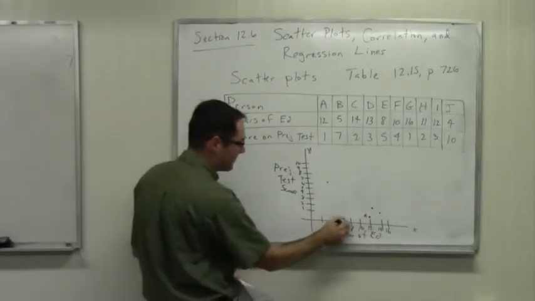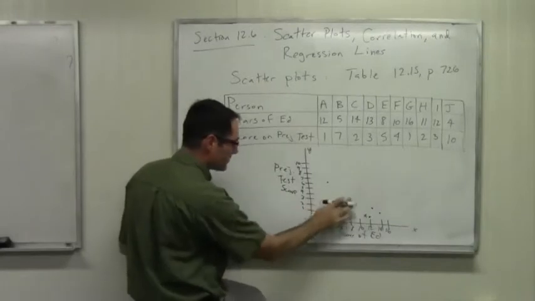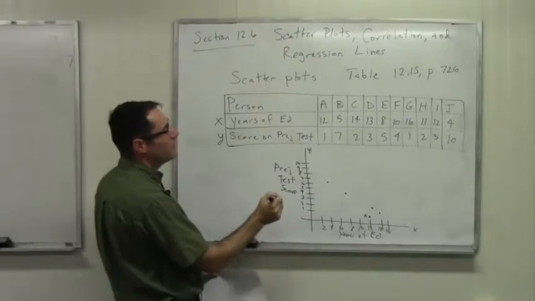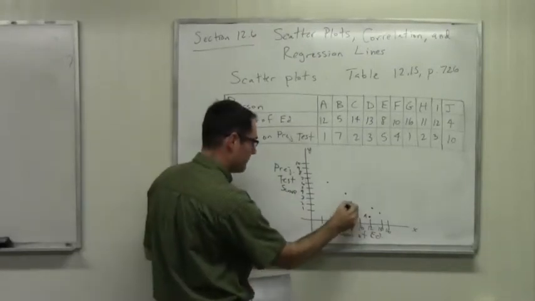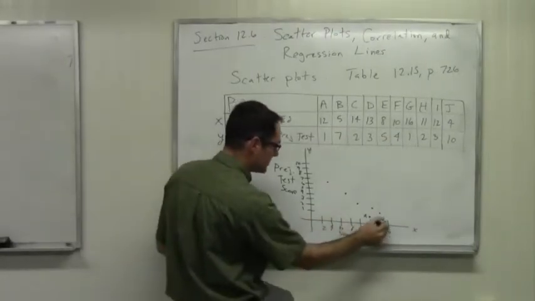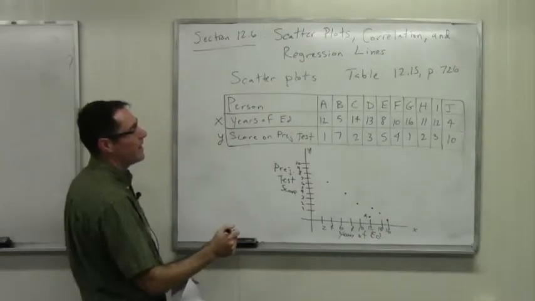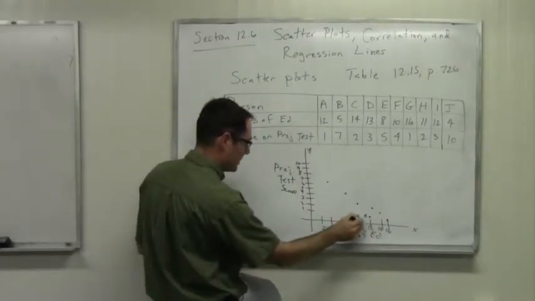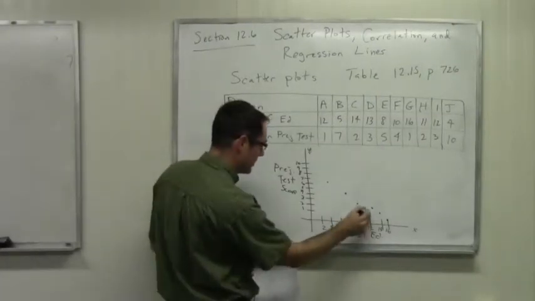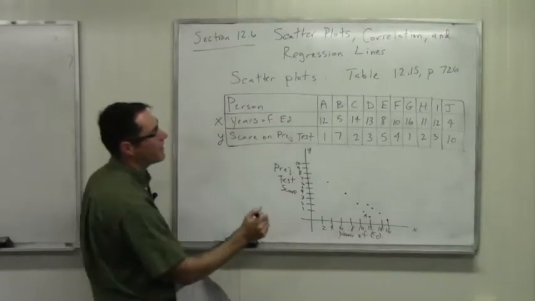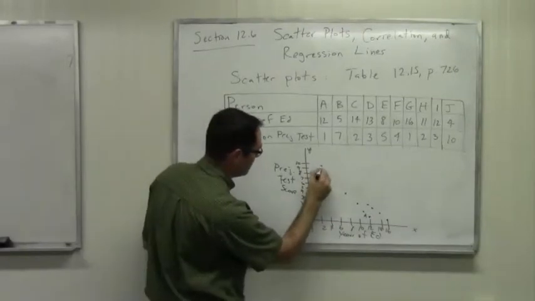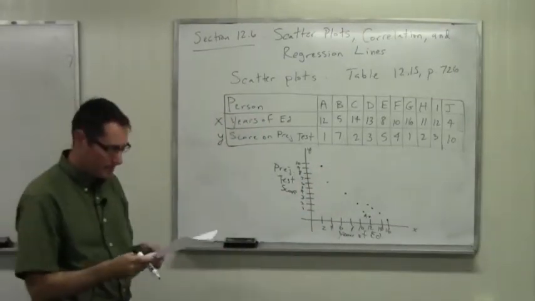Okay, 8 and 5, oops, not quite 5, maybe up a little bit more, 8 and 5 there. 10 and 4, right about there. 16 and 1, right there. And 11 and 2 is there. And 12 and 3 is up there. And 4 and 10, right about there.